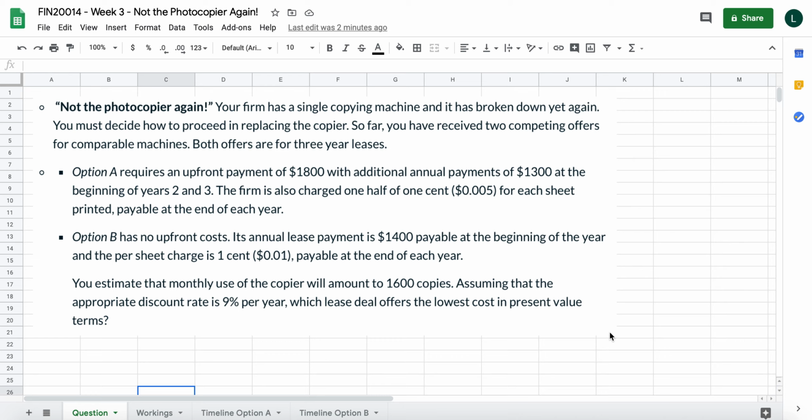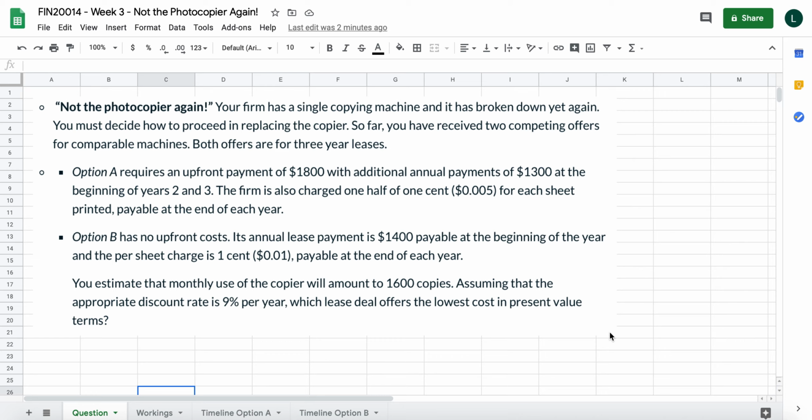So far, you have received 2 competing offers for comparable machines. Both offers are for 3-year leases. Option A requires an upfront payment of $1,800 with an additional annual payment of $1,300 at the beginning of years 2 and 3. That's very important. The firm is also charged 1.5 cents for each sheet of printed paper payable at the end of each year. Again, end of each year is very important.